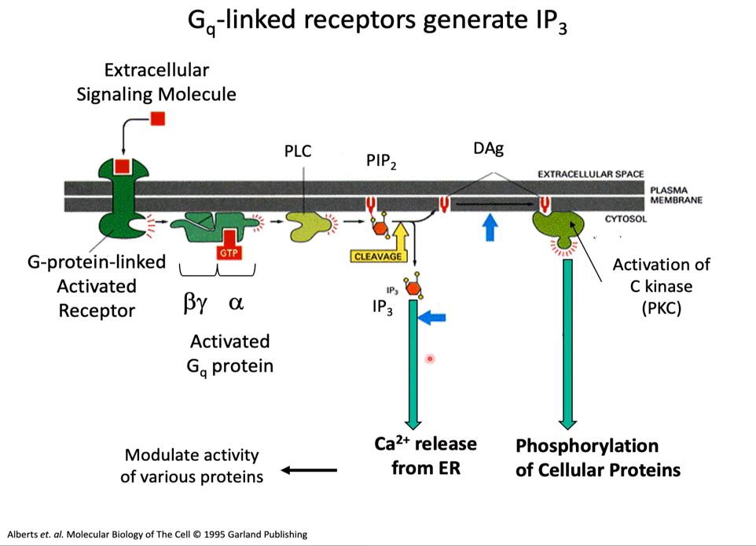The IP3 can then move to the ER and induce the calcium release from the endoplasmic reticulum. On the other hand, the diacylglycerol can interact with a kinase known as protein kinase C and cause activation of a variety of cellular proteins. And this activation of protein kinase C is aided by the calcium that is being released from the ER.